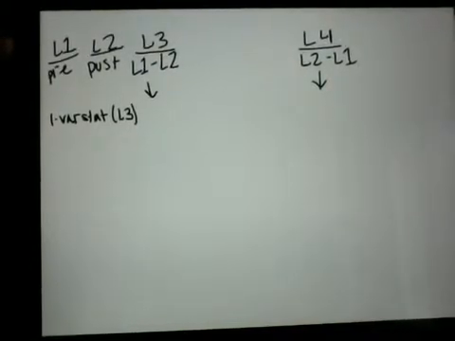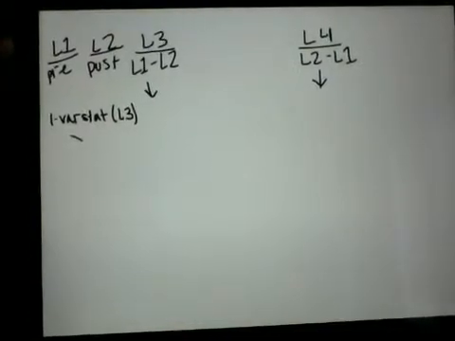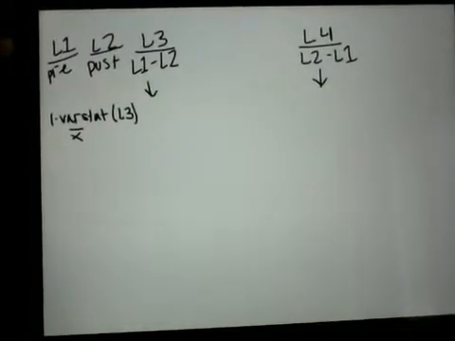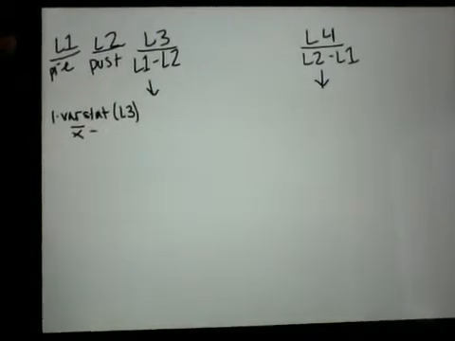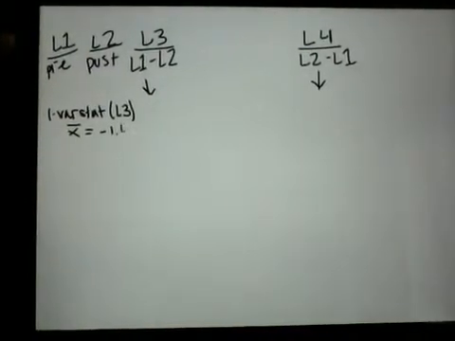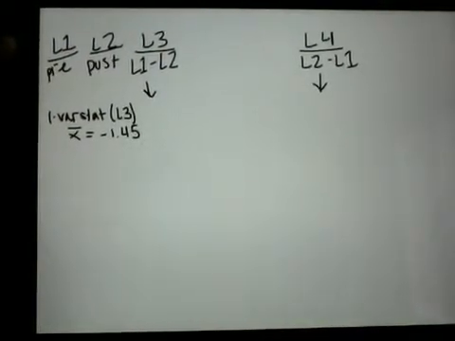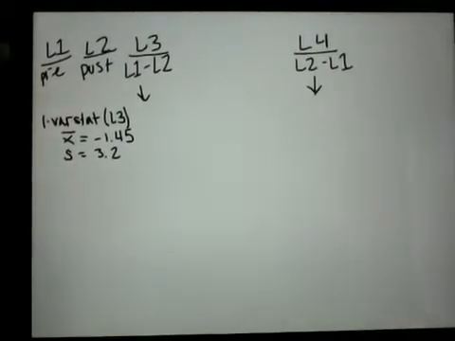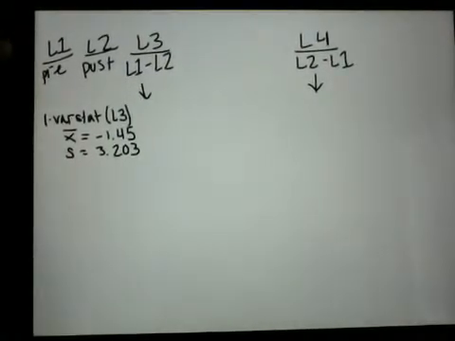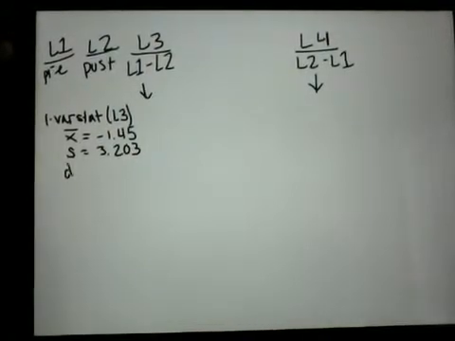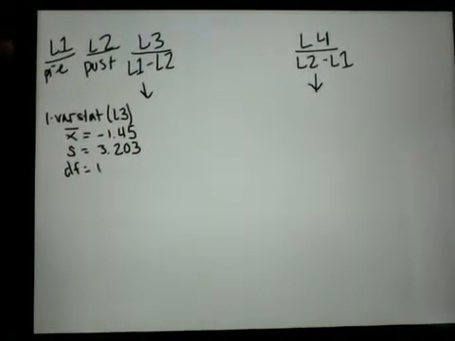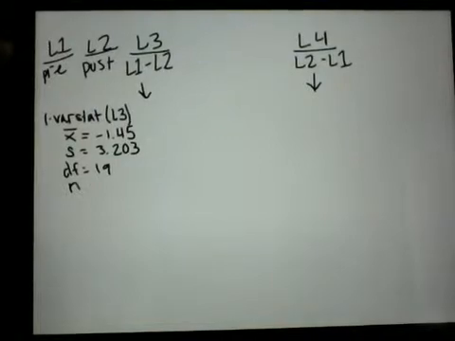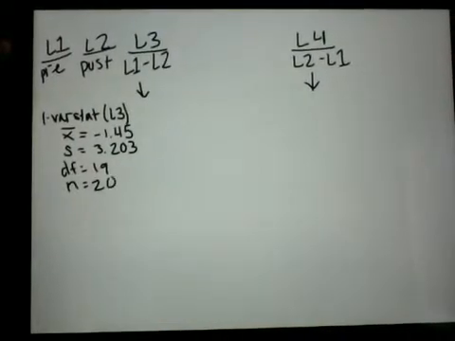Now, if I do one var stat of list 3, it's going to give me a certain set of numerical summaries. So I'm going to get an x bar of negative 1.45. I'm going to get a standard deviation of 3.203. And I'm going to get a degrees of freedom of 19 because my n was equal to 20.